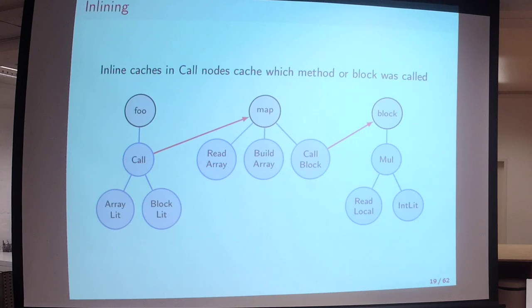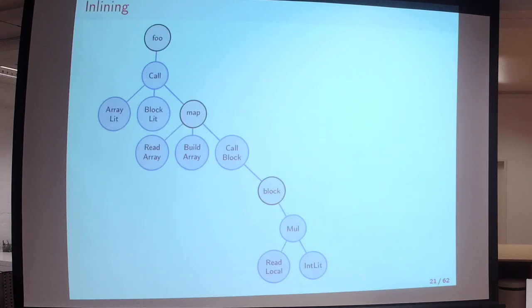Then another thing that happens at this point is inlining. When this foo method calls map, we remember which AST we call, which method we call. And we see that actually we always call map. It's not very surprising, that's what the code tends to do. So we always call the same thing. And then when we call the block, we see that we always call the same block. So we do inlining, putting all this AST together into one, which is very easy. You just rearrange it and you're done. Now we have a lot more code we can optimize together, and we can start to optimize things that are between different methods and blocks.